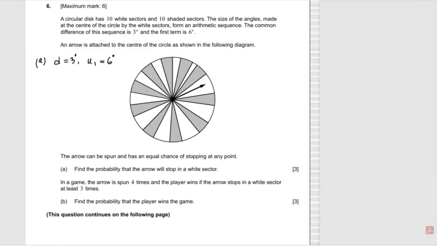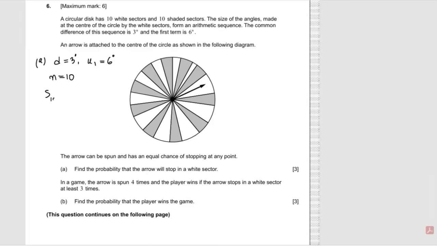Okay. An arrow is attached to the center of the circle as shown in the following diagram. The arrow can be spun and has an equal chance of stopping at any point. All right. So every situation is like equally likely. Part A. Find the probability that the arrow will stop in a white sector. All right. So in order to find the probability, first we need to find like what's the overall chance of landing on a white sector. So let's get the sum of all the angles, right? So how many sectors are there? There are 10. So n is 10.